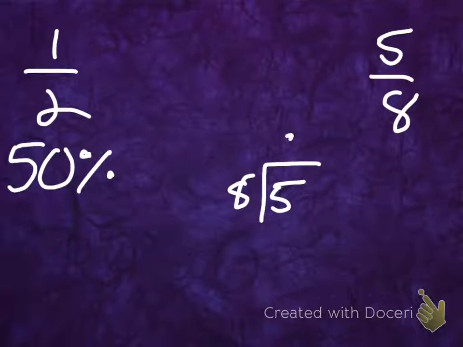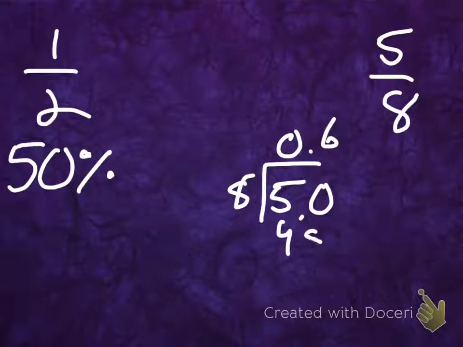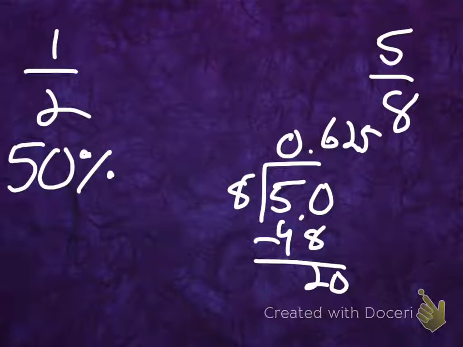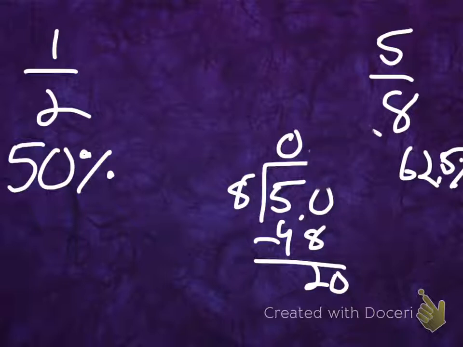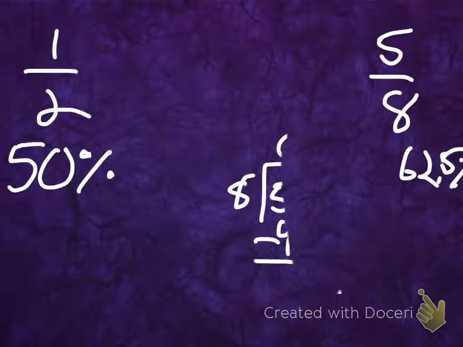5/8. 8 goes into 50 6 times. It goes into 20 twice. And we get 0.625, or 62.5%. Alright, so we need to figure out which one of these numbers comes in between 50% and 62.5%.